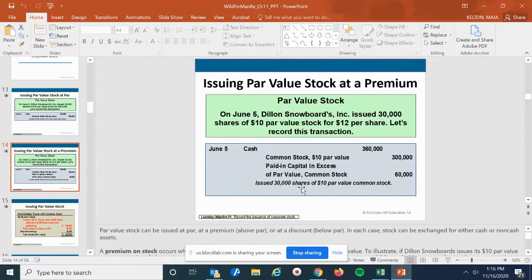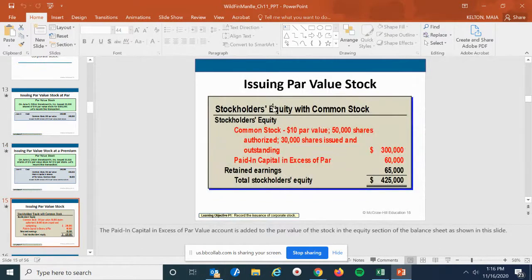So the reason why I'm bringing this up is because you need to understand that in the stockholders' equity section of the balance sheet, we'll always report common stock at par, just like here. See, they issued 30,000 shares, so common stock is 300,000.